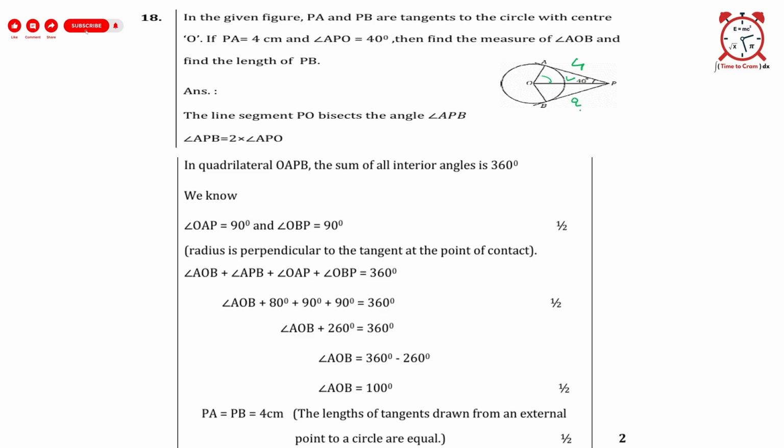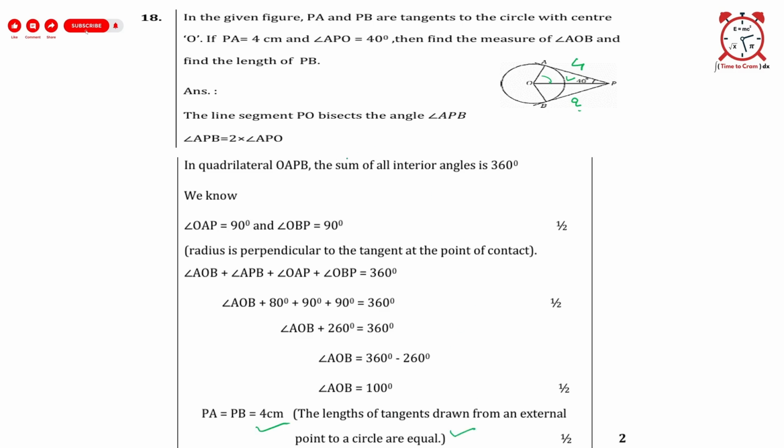So PB we can find without any calculation by the theorem. Using theorem 10.2, you can write PA equals PB equals 4, as PA is given. The length of tangents drawn from an external point to a circle are always equal.